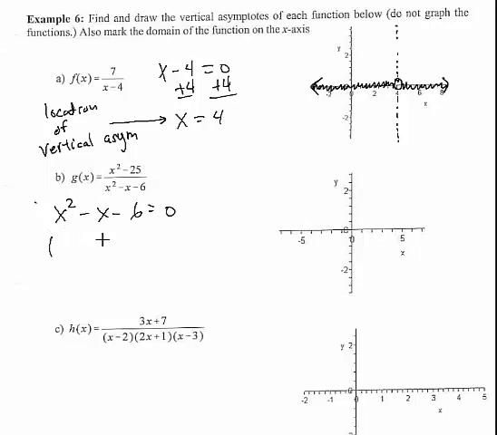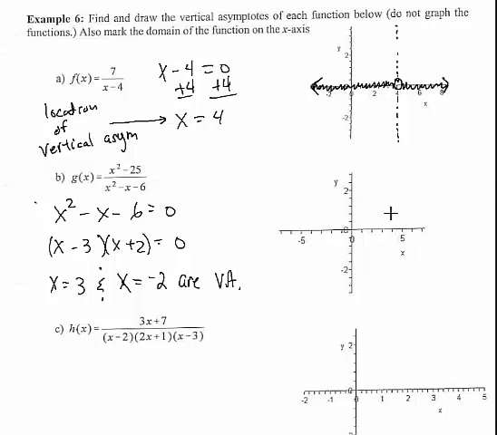Set it equal to 0. Factor the quadratic function. Negative 3 times 2 is negative 6. Add the two numbers together, you get the negative 1 in the middle. So this translates to 3 and negative 2 being the vertical asymptotes. X equals 3, x equals negative 2 are vertical asymptotes.